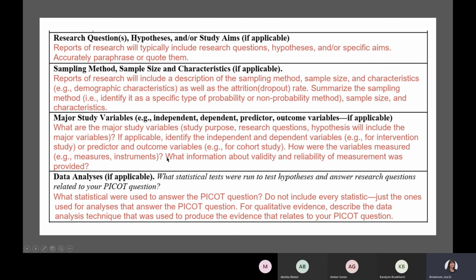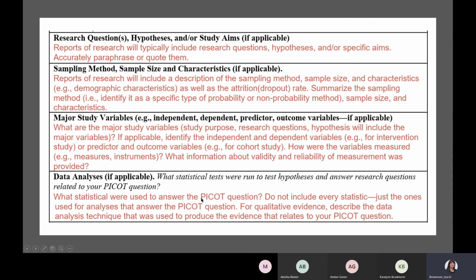And then you also want to include in this section the information about the validity and reliability of the measurements that were provided. Any information about that. For example, in studies that use psychometric instruments, like to measure things like depression or anxiety, the researchers should always include information about the development of those instruments and the extent to which their validity and reliability were studied and tested.